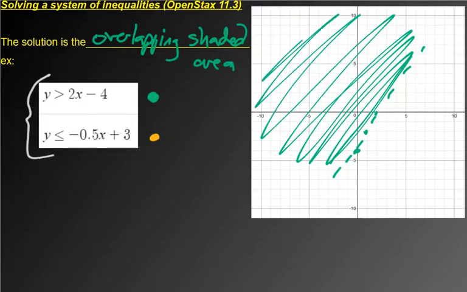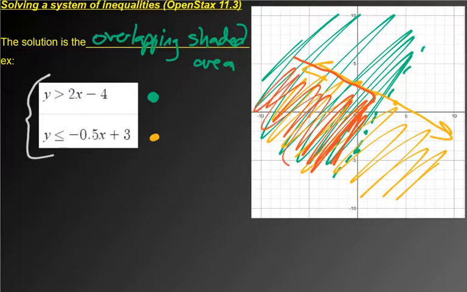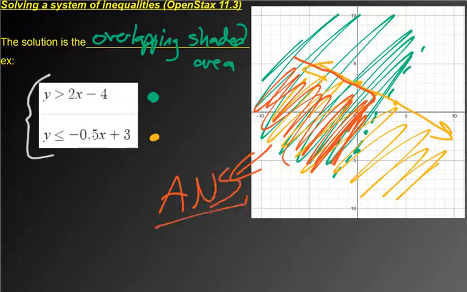So we get that region for y bigger than 2x minus 4. And then for y less than or equal to negative 0.5x plus 3, we would get this region. And so the answer to this, the overlapping shaded area, would basically be everything in this chunk right here. So that red area is your answer.